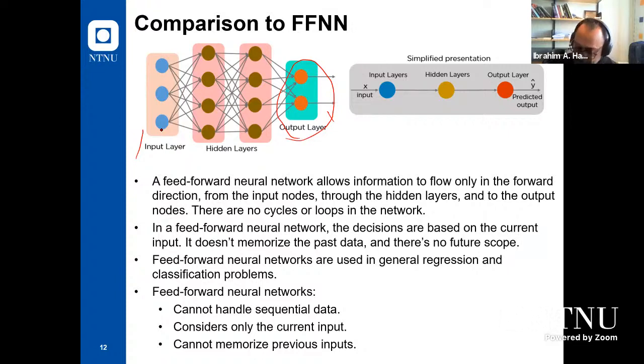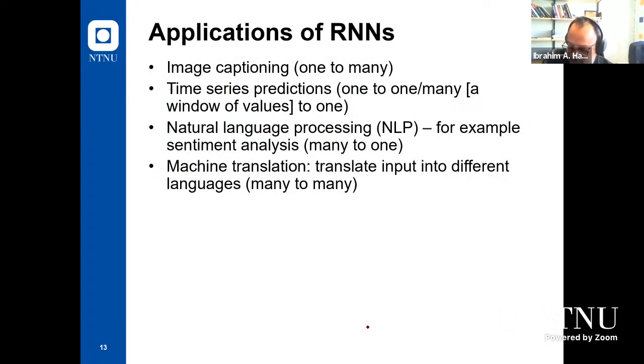Feed-forward neural networks are used in general regression and classification problems. They cannot handle sequential data. They consider only the current input. They cannot memorize previous inputs. So if you want to make some comparisons between feed-forward neural networks and RNN, for example.